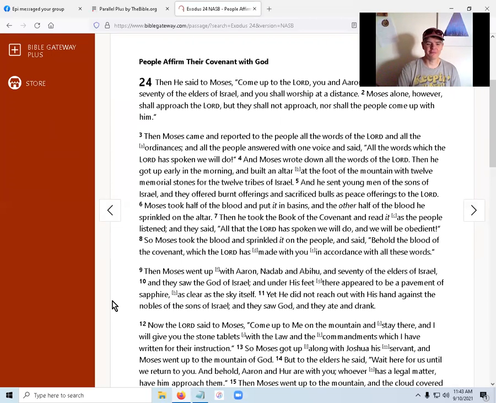So Moses is close. Okay. Then the Lord said to Moses, come up to me on the mountain and stay there. I will give you the stone tablets with the law and the commandments which I have written for their instruction. So we got some of the law and such. And if I'm correct, I believe in a minute, in the next chapters, we're going to get more.